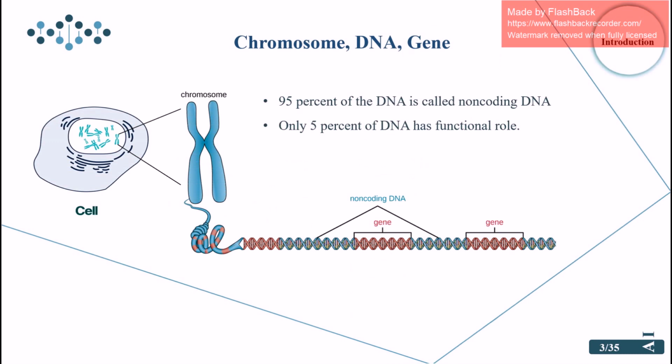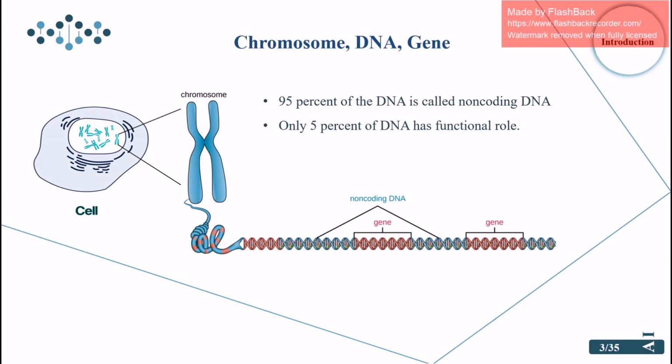At first, let me start with a brief biology introduction, which will be useful in the process. Humans are multicellular beings that have cell nuclei. In every cell of a healthy human, 23 pairs of chromosomes exist, and they are made out of twisted strings of DNA. 95% of our DNA is called non-coding DNA, which means we don't know their functions yet, and only 5% of our DNA has functional role.